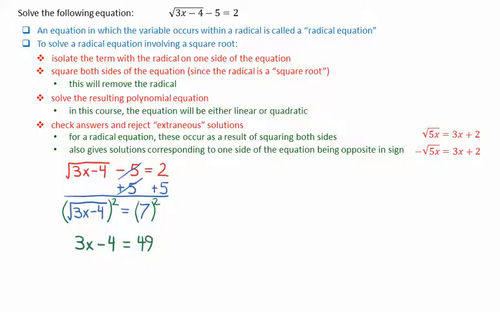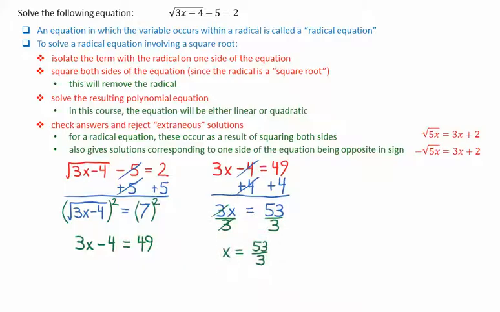This results in 3x minus 4, notice we have completely removed the radical, equals 49. We now have a linear equation. We must solve for x by isolating it. We'll first add 4 to both sides. This results in 3x equals 53, and then we divide both sides by 3 to solve for x. This gives us our result of x equals 53 over 3.